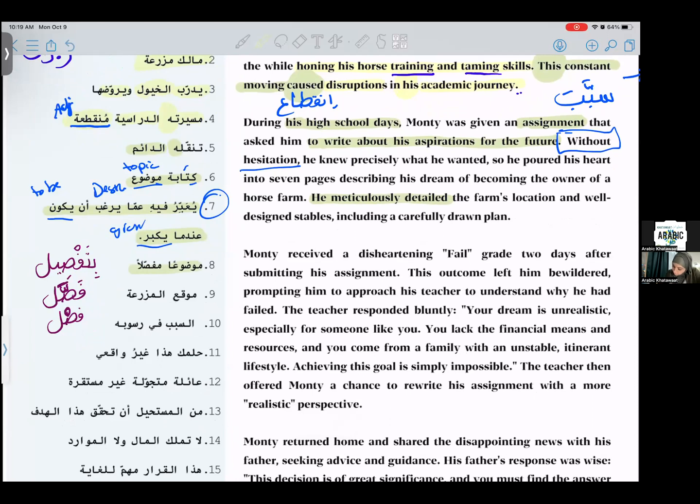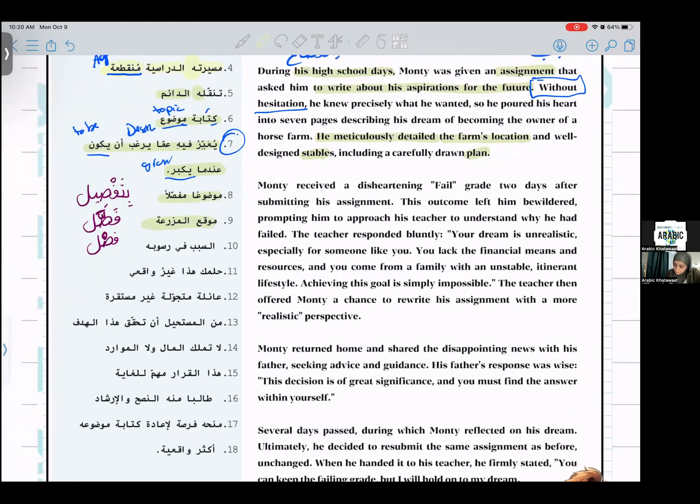ممتاز. Okay, now we have موقع المزرعة. Where is موقع المزرعة? The farm's location, we got that one. And well-designed stables. What is stables? You can also go over your vocab, but I'm just trying to find these sentences in the English text, including carefully drawn plan. What is plan? مخطط. And then stables are إسطبلات.